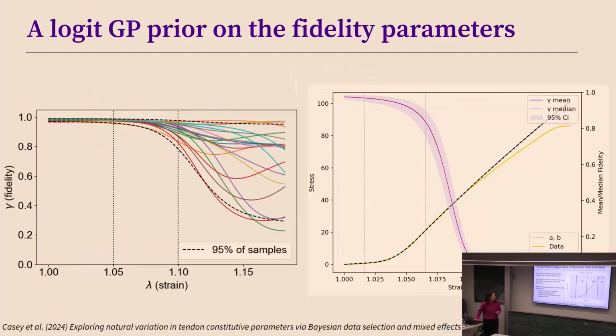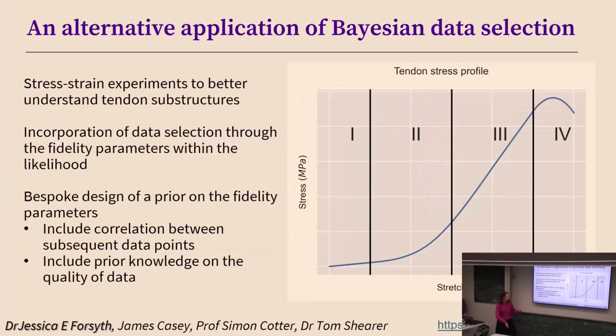I spent a long time designing a prior for the fidelity parameters in this case. We could have used the beta prior, but it wouldn't make sense. So if I go back, it wouldn't make sense for a fidelity parameter to be 1 all the way up to here, randomly drop to a really low value, then it would fit the model really well again. We need to consider the data as a progression and that correlation between them.